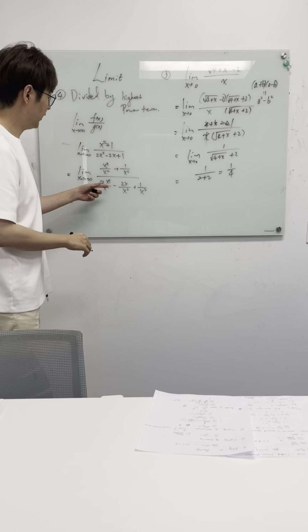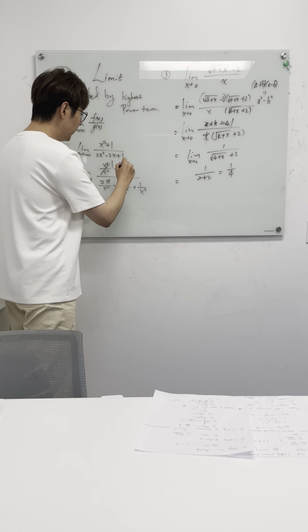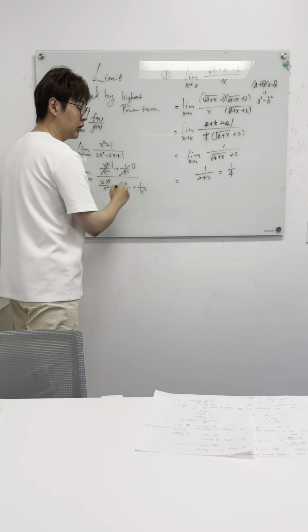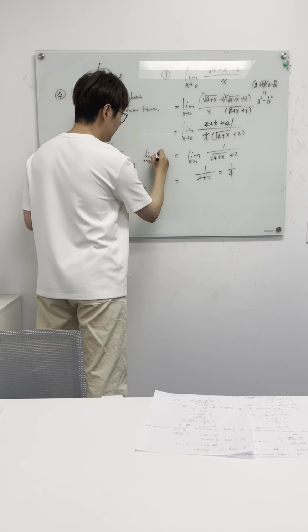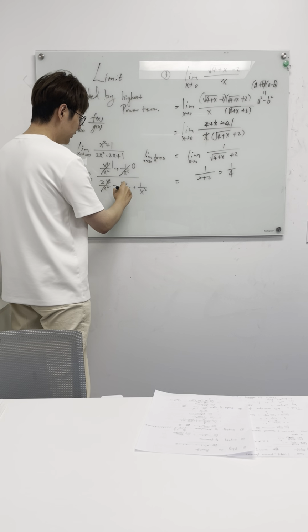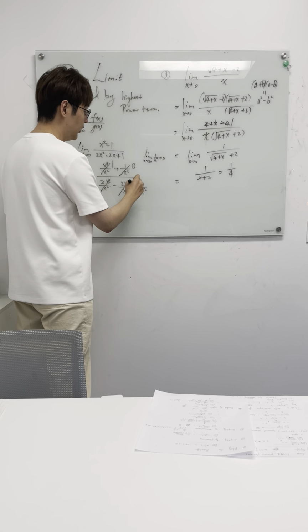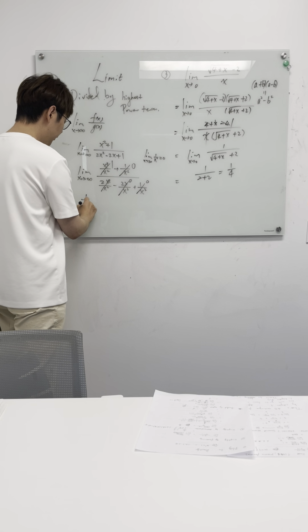Why do we do this one so complex? Because this one is just 1, right? This one is 0, since as x goes to infinity, 1 over x squared is 0. This one is just 2. This one is also 0. This one is also 0. So what's the answer? 1 over 2.